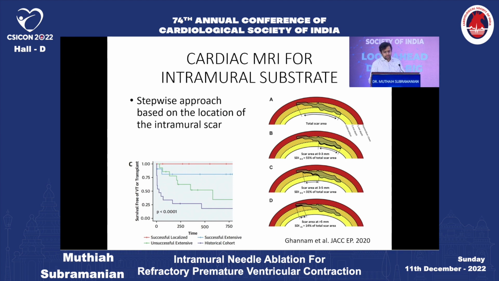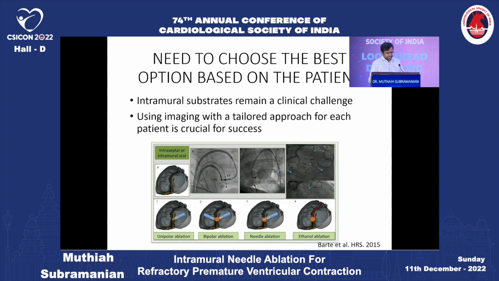Sometimes you do have patients who have ICDs in, so we're trying to use contrast CTs to give the same information. Last slide: you have different techniques available. You can use unipolar ablation, bipolar, needle, alcohol. But you need to understand the substrate of each patient, which one is going to work, and that is oftentimes anatomy dependent. So there are different ways to approach the same problem.